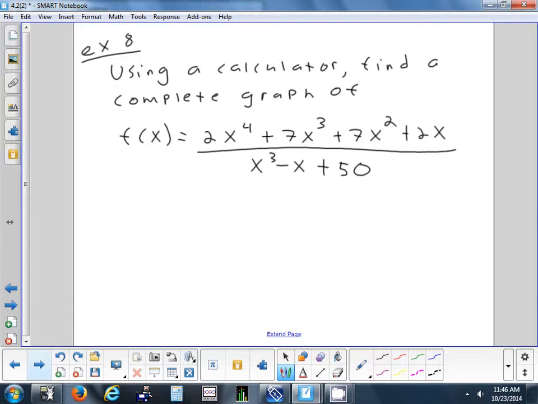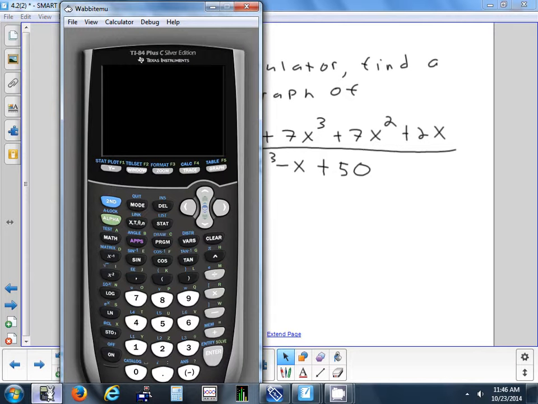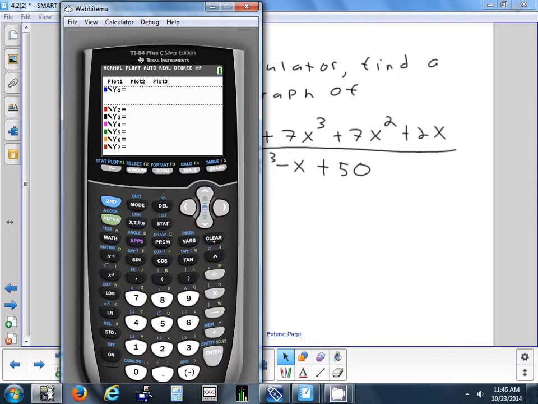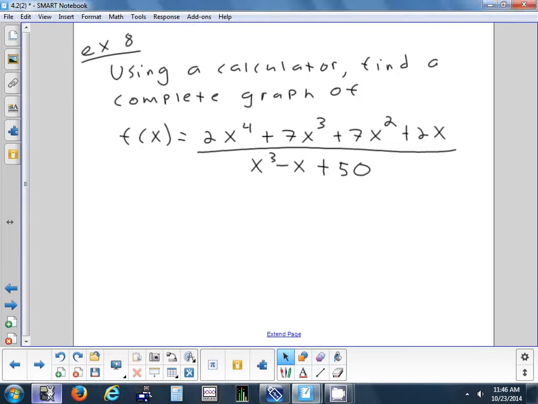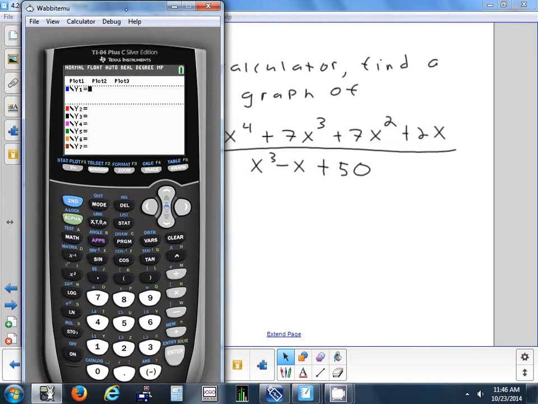Let's look at this one. This one is way too complicated to try to do by hand. So I just want to graph it and show you something you need to be careful of if I give you that on the test tomorrow. Let's type it in, see what we get. So 2x to the 4th. And remember what we learned last time, keep both numerator and denominator in parentheses. Okay, plus 7x cubed, 7x squared plus 2x, divided by x cubed minus x plus 50.